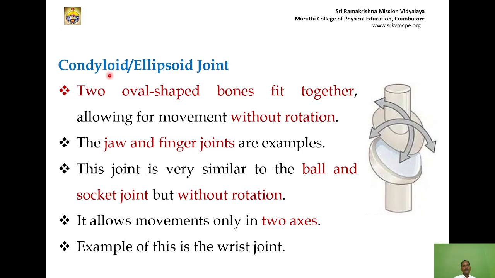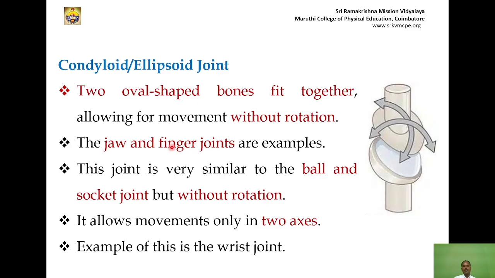And the third one is the condyloid or ellipsoid joint. Two oval shaped joints fit together, allowing for movements without rotation. Here there is no rotation, because in the shoulder joint there is a rotation possibility. Here there is no rotation because of the two oval shapes. Both the bones are oval shaped and joined together.